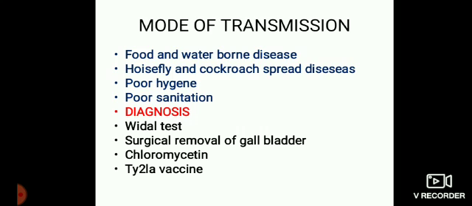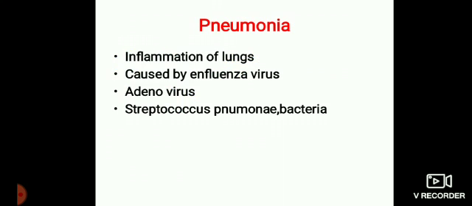Surgical removal of gallbladder in severe condition, and the name of the medicine is chloromycetin. And the people can be vaccinated with typhoid TAB vaccine. Remember, this is a multiple choice question or medical exam question.